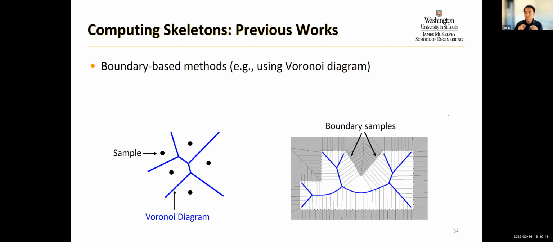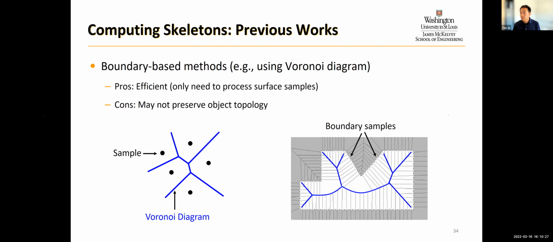You place samples along the boundary of the shape, those are the black dots there, and then you compute the Voronoi diagram of those samples and take a subset of that Voronoi diagram. It works really well in 2D, and it's very efficient because the complexity of the algorithm scales only with the number of points on the boundary of the shape, not on the interior. So the complexity of these methods usually scales quadratically rather than cubically with the increase of the size of the input. However, this method often fails to capture the topology of the object, especially in 3D.